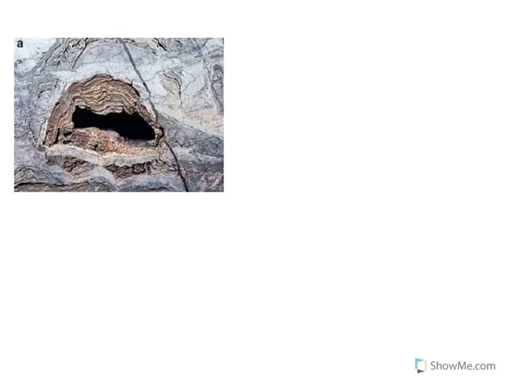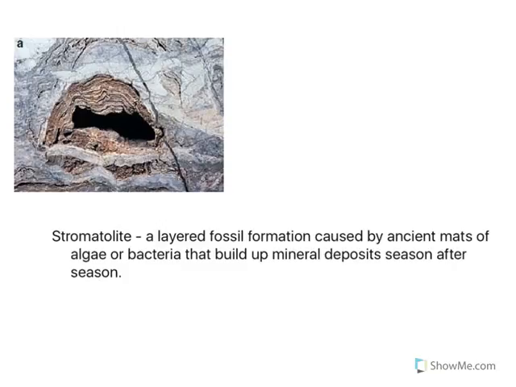These stromatolites are colonies of microorganisms which are more complex than individual cells. We don't really have any photographs of individual cells, earliest, simpler organisms. What we have here is colonies of these single cellular organisms. So this stromatolite that we're looking at is a layered fossil formation, and you can see the layers right through here. And this layered fossil formation is caused by ancient mats of algae or bacteria that build up mineral deposits season after season.